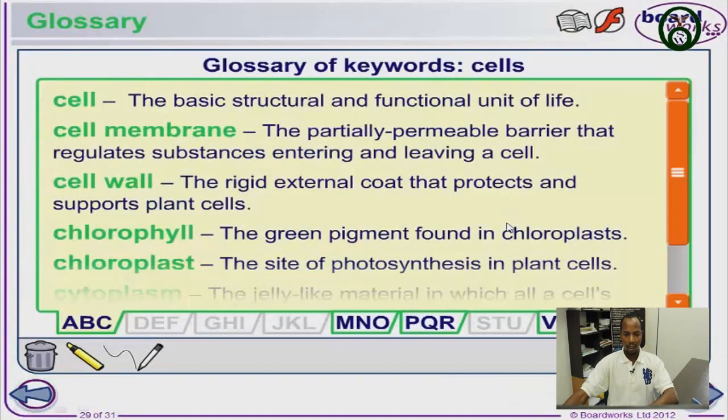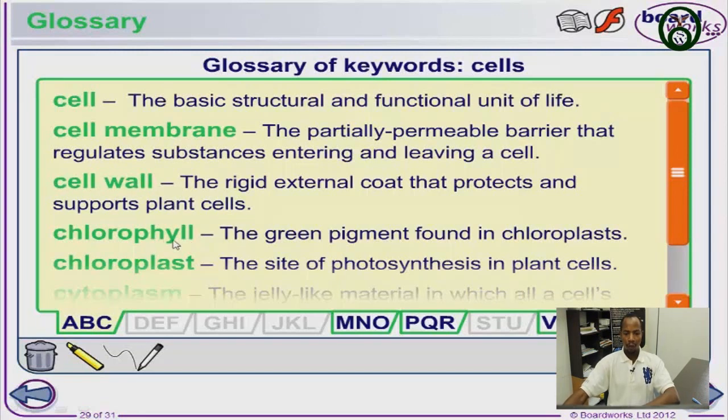The last part of our work is to look at the meanings of the various terminology that we've mentioned. The cell, we say, is the building block of life. It is the basic unit that determines everything in plants or animals, in every organism. The cell membrane, we say, is a partially permeable barrier that regulates what goes in and out of the cell. Then the cell wall is the rigid external coat that protects and supports the plant cell, not the animal cell, because animal cells do not have a cell wall.